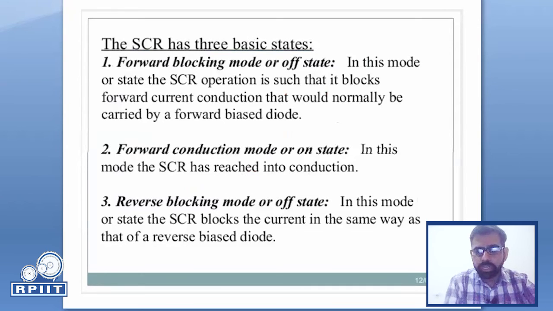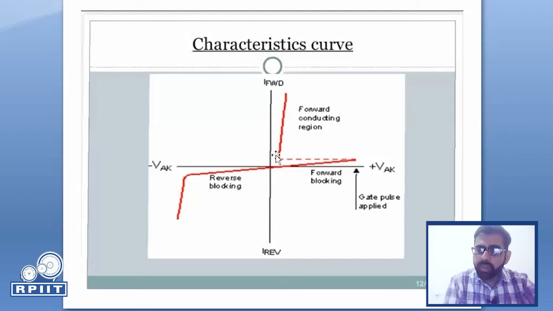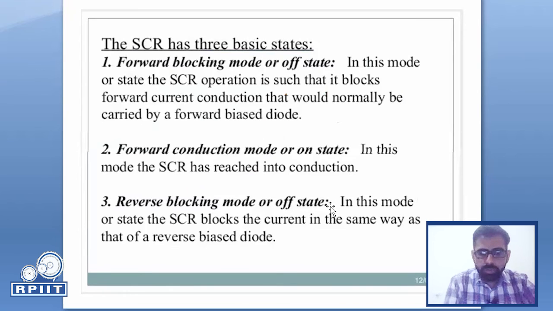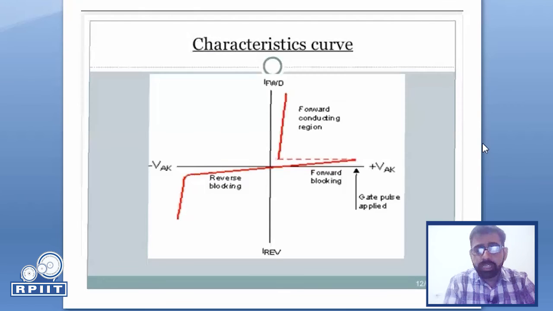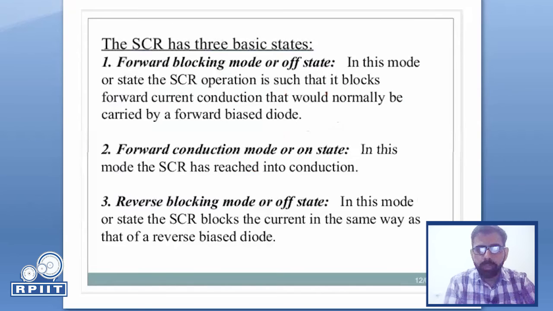In this state, the SCR has reached conduction mode. If the current passes the latching current, then it will move into the forward conduction region. Similarly, the reverse direction is also true. In the reverse blocking mode, the SCR blocks the current in the same way as a reverse biased diode. So the thyristor in this state will work in reverse blocking mode, and the current will be blocked. The thyristor will conduct only in the forward conduction mode.